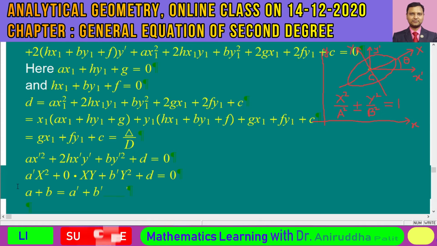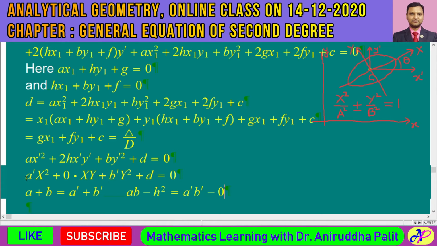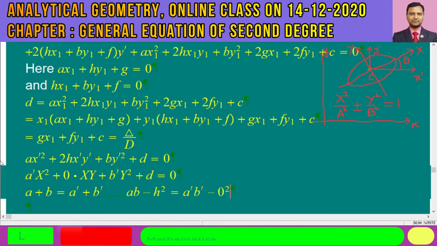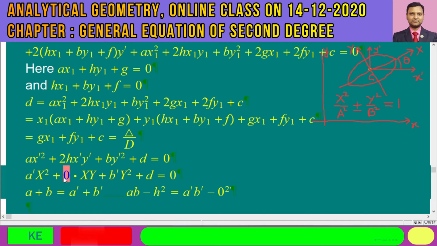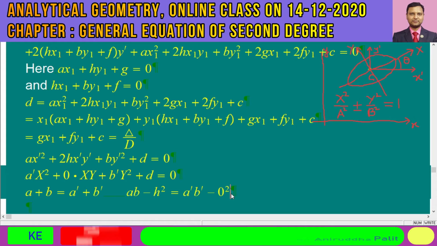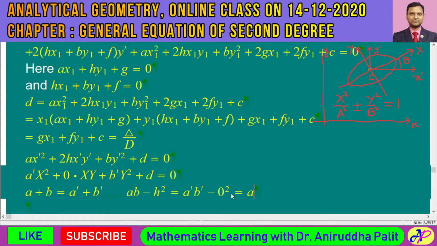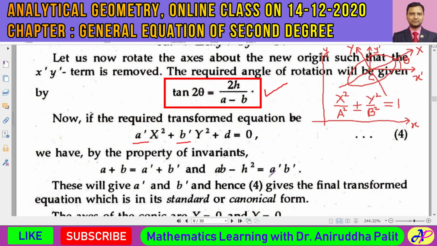And what we have, ab minus h square, that should be equal to, you see over here, a prime b prime minus 0 square. Why? Because over here h is equal to 0. There is no xy related term, therefore h is equal to 0, or simply we can write it as a prime b prime. That's why in your book they have written simply a prime b prime.